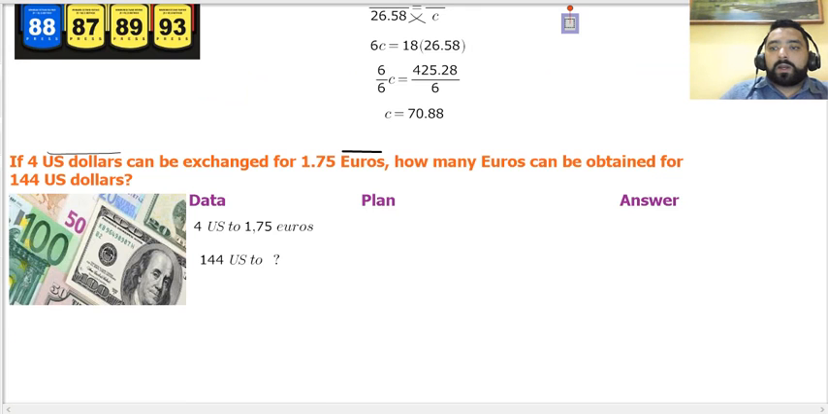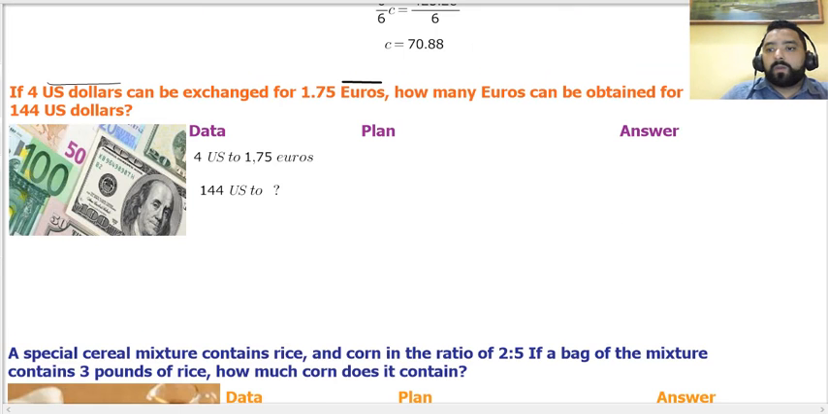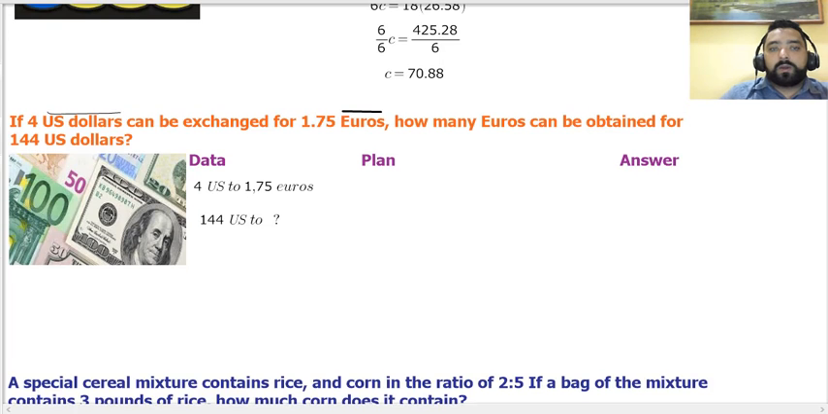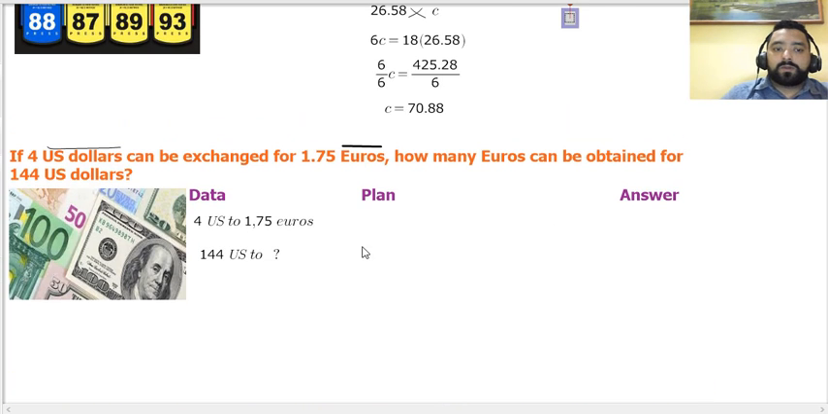Now in the third part, we have this one. We are going to compare the quantity of dollars and euros. So we have the situation that if 4 US dollars can be exchanged for 1.75 euros, how many euros can be obtained for 144 US dollars? So we are going to compare the dollars.